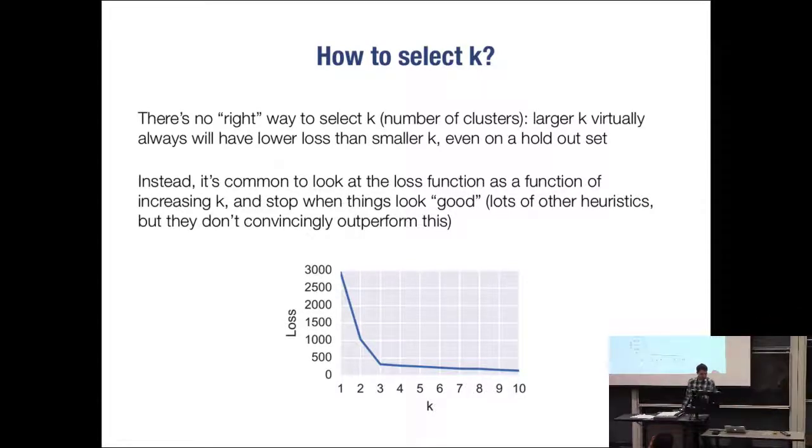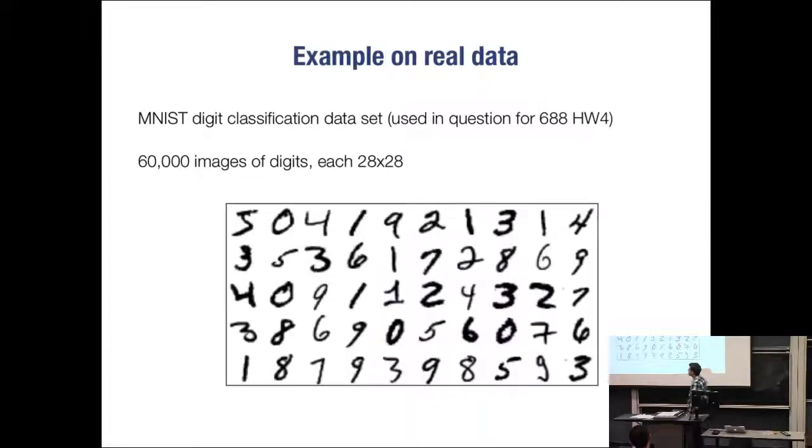I should have had this plot on the real data set too. I didn't do that actually. I just have the means on the next data set. But let me show you some real data. So here is what's happening. Here are examples from the MNIST digit classification data set.